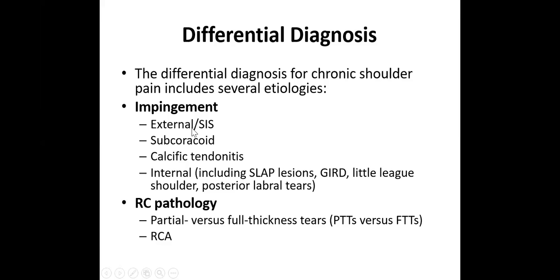So there may be external and internal impingement syndrome, subacromial impingement syndrome, subcoracoid impingement, and simply there may be calcific tendinitis. There may be SLAP region, that is the GIRD, which means the glenohumeral internal rotation deficit, the little leaguer shoulder and the posterior labral tears. Similarly, the rotator cuff pathology may be partial versus full thickness tear as well as the complete tear of the rotator cuff. RCT stands for rotator cuff tear.